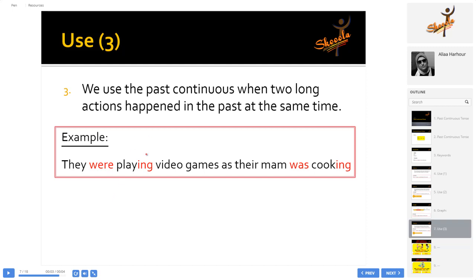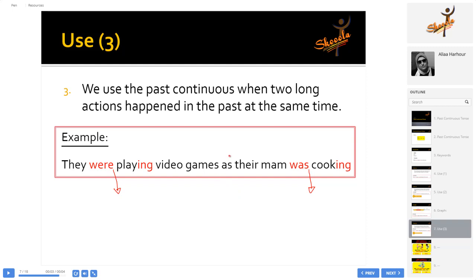So, for example, the example that we have here in front of us, both of them were playing video games. They were playing video games as their mom was cooking. So, do we have here an action that interrupts another? No, we don't. They happened nearly at the same time. Both of them are long. So I can never use one in the past simple and the other in the past continuous. At that time, I have no other option except for using both of them in the past continuous.